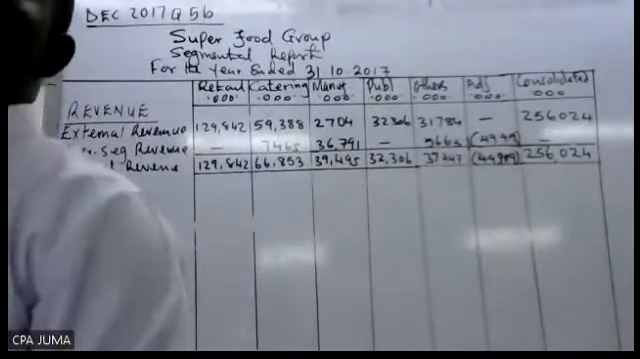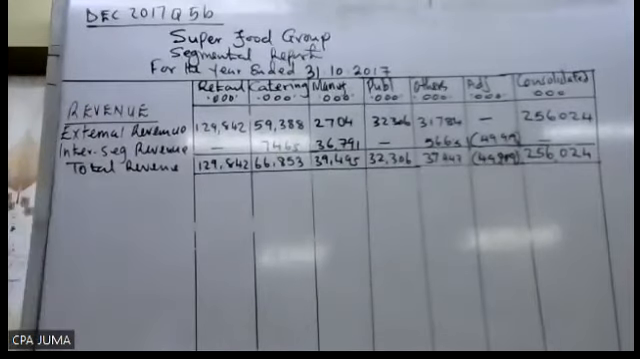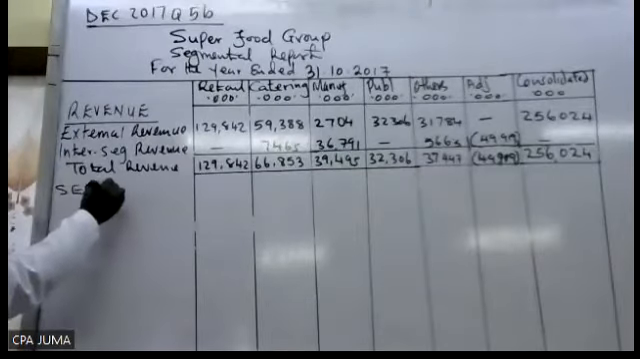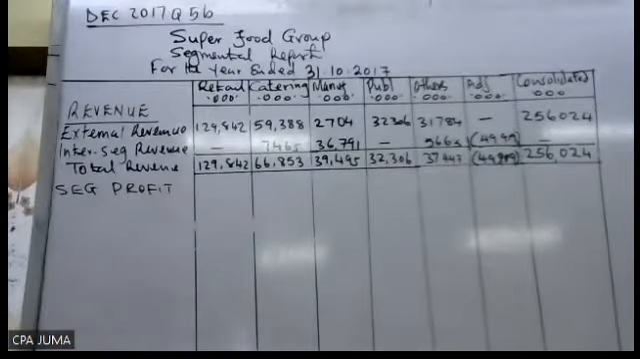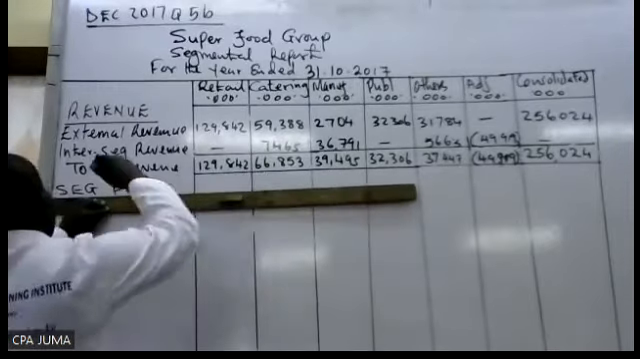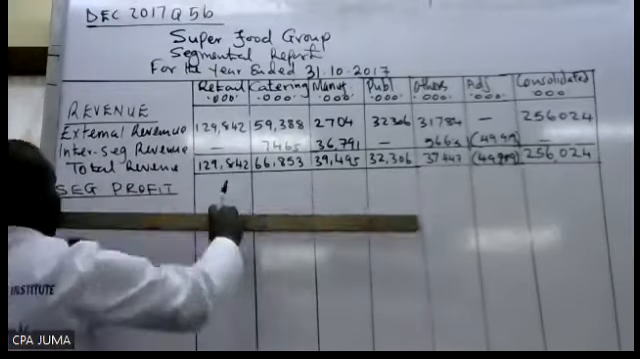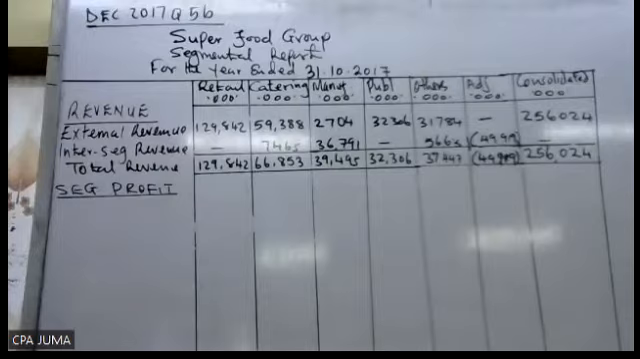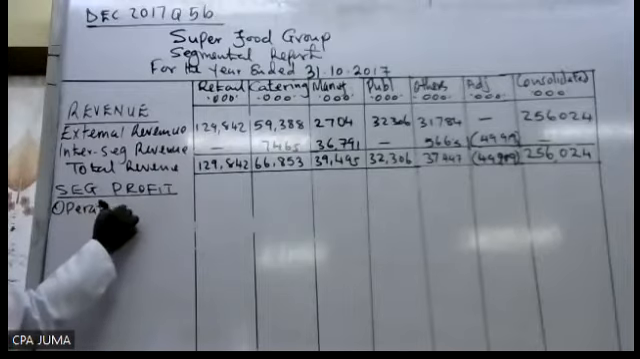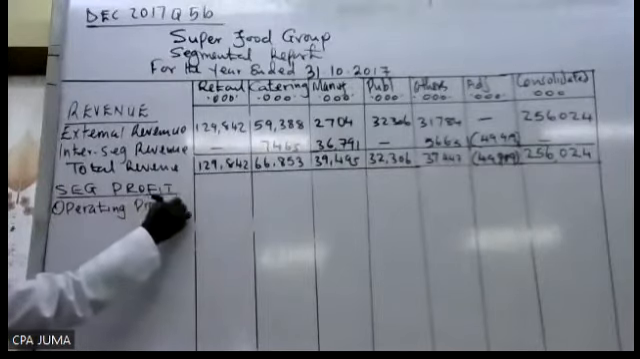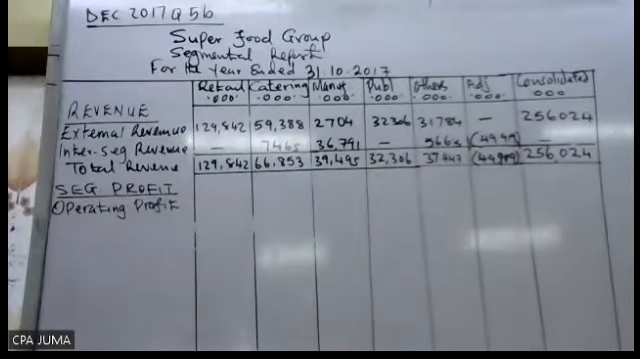No one is having an issue. So let's go to segment profit in that order. So segment profit. Segment profits. So segment profits, operating profits. How much was the operating profits?